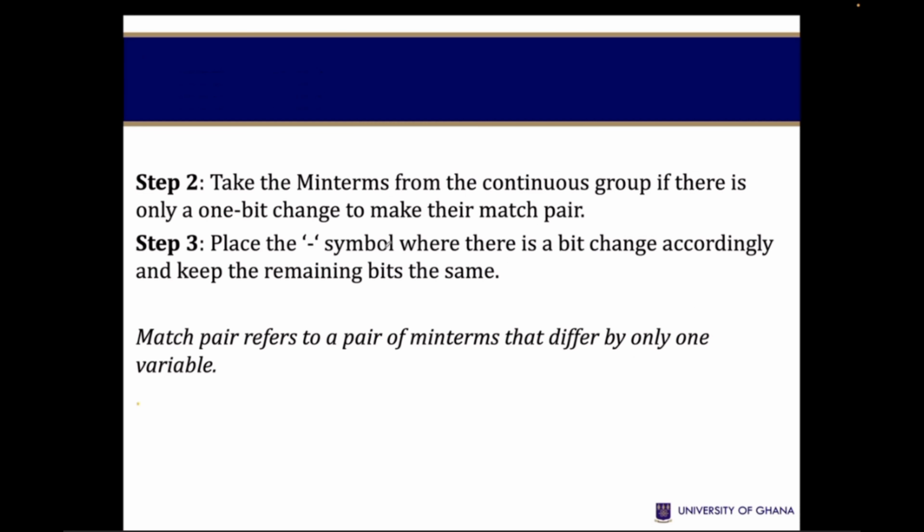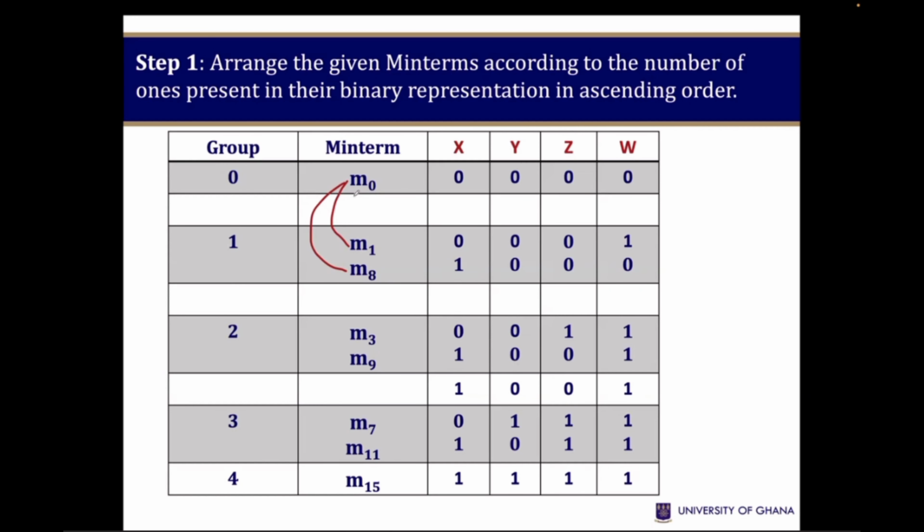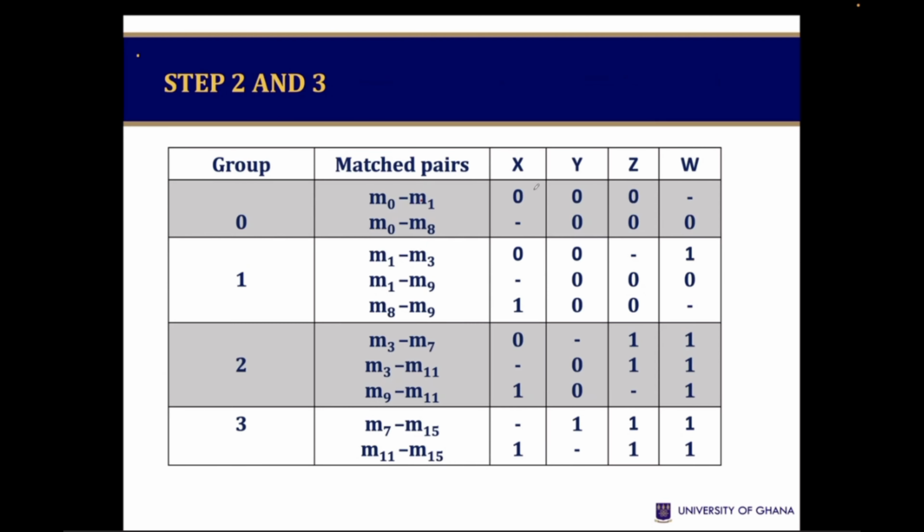So we compare M0 and M8 also. Is there a match? Yes, sir. So where do they have a bit change? The first bit position. Very good. So it means that here we will also have the match at the first bit position, right? Good. So we are done with group 0. We are comparing group 0 and group 1, and we are done with that.